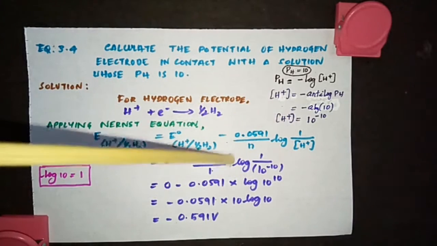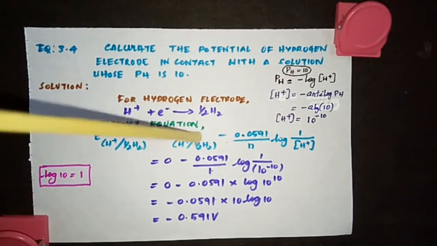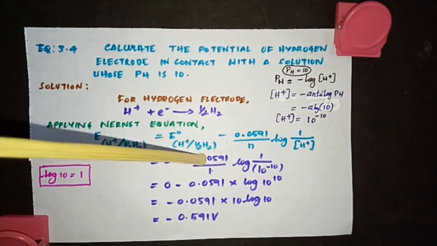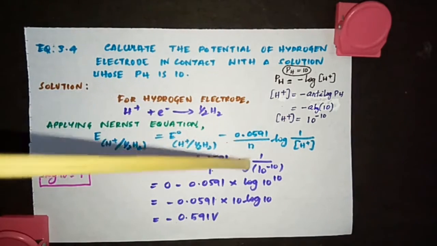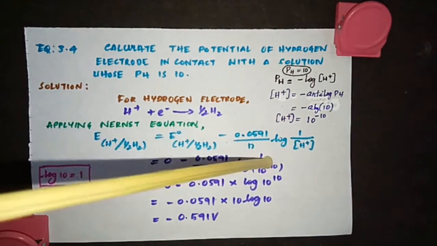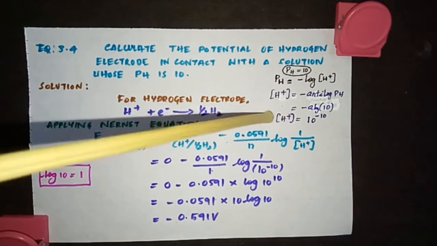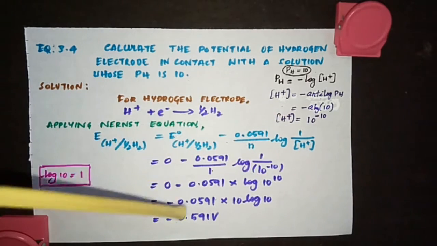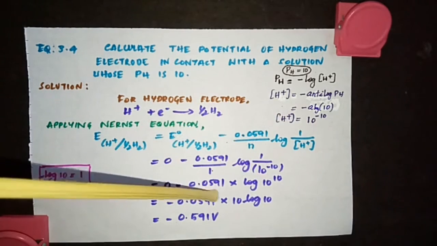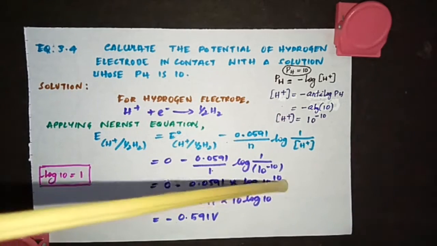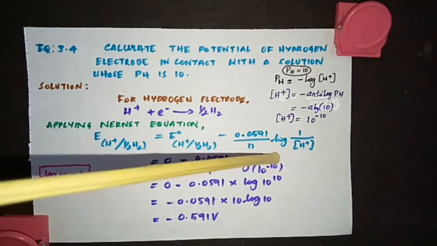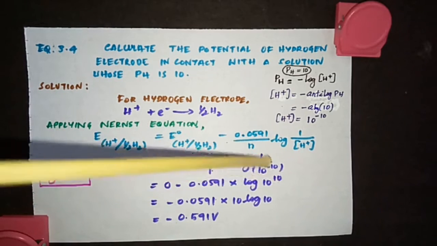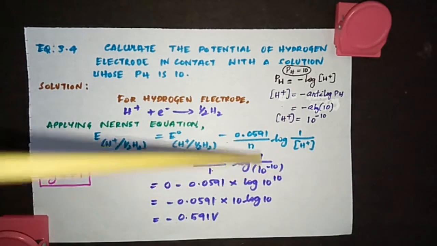Now you know E naught of the standard hydrogen electrode is 0. So 0 minus 0.0591 by number of electrons involved, which is 1, log 1 by 10 power minus 10. Because we have just found the concentration of H+ to be 10 power minus 10. So 0 minus 0.0591 into log 10 power 10. You are bringing it to the numerator, so the negative becomes positive. So 10 power 10. I've told you, if there is a power in the log, you can multiply that before the log.